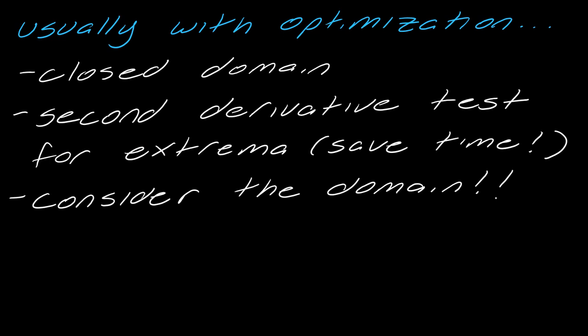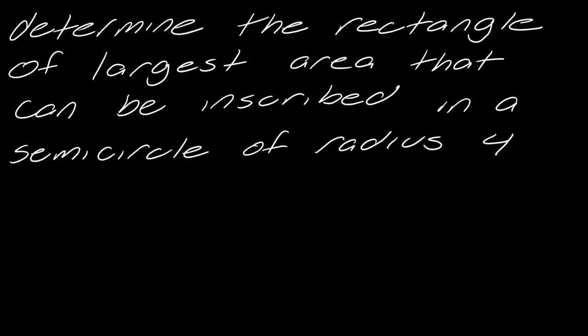So the big thing about optimization, in my opinion, is to really consider the domain, because that's what's going to really save you the most amount of time and let you decide what route to go. A lot of problems have a closed domain, and then a lot of them let you use the second derivative test. So what I want to do here is determine the rectangle of largest area that can be inscribed in a semicircle of radius 4. So I want to give myself some space for this, and let me draw that situation.